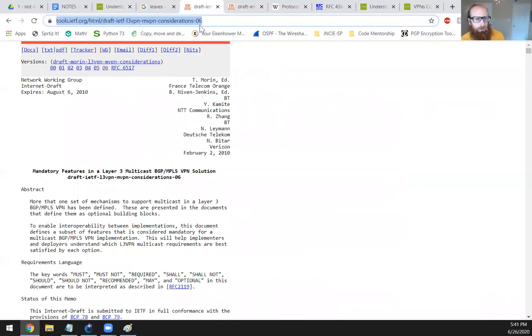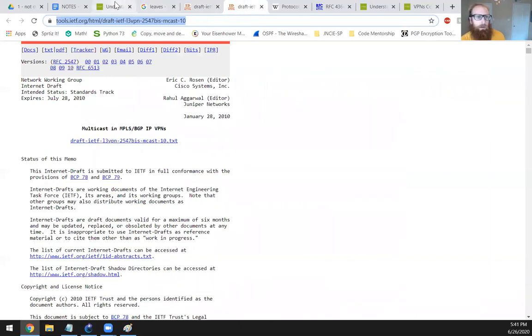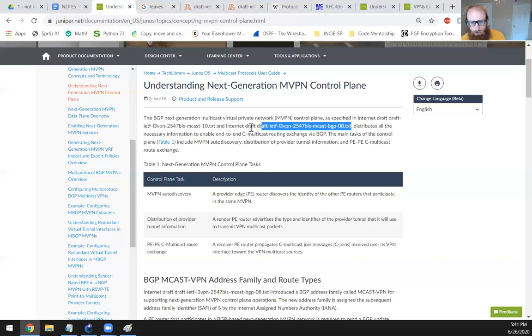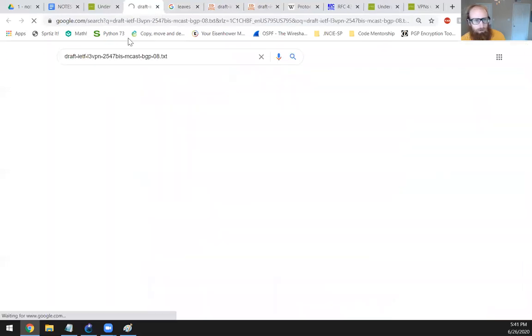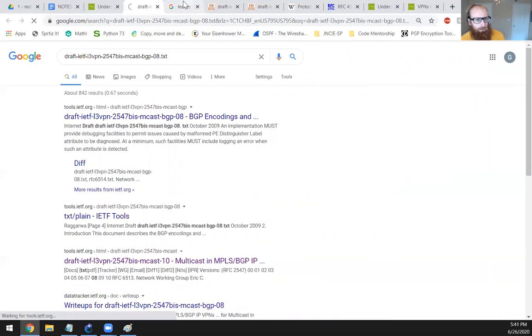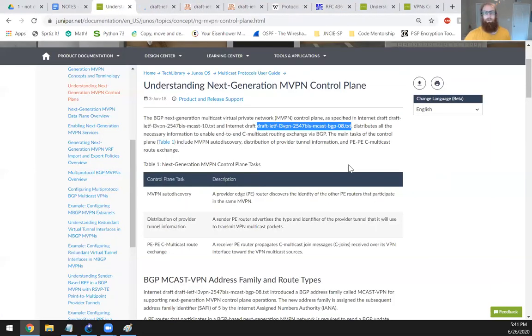So it looks like there's a new one. We've got 06, we've got 10, but I don't have 08 in my notes yet. It distributes all the necessary information to enable end-to-end C-multicast routing exchange via BGP. The main tasks of the control plane, table 1, include MVPN discovery, distribution of provider tunnel information, and CE-CE C-multicast route exchange.